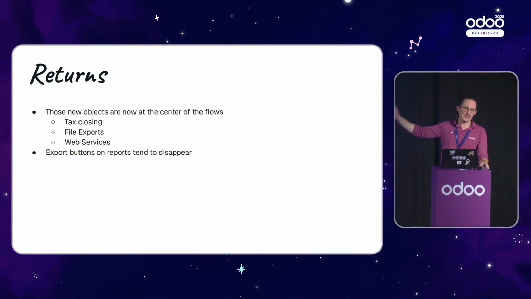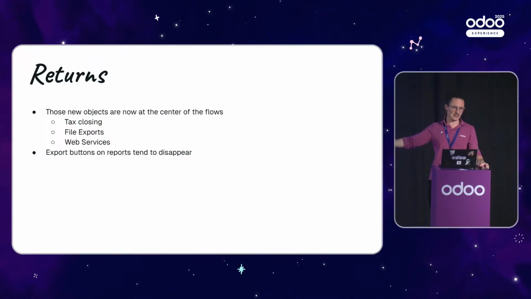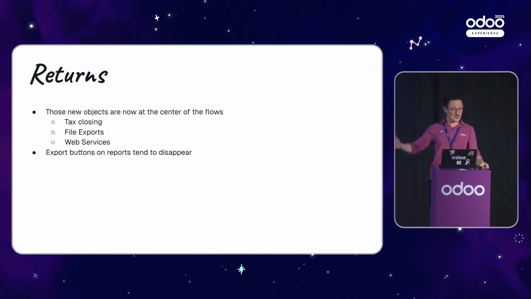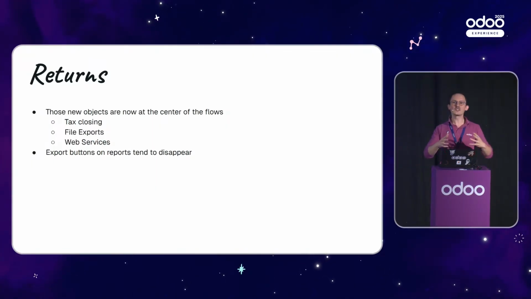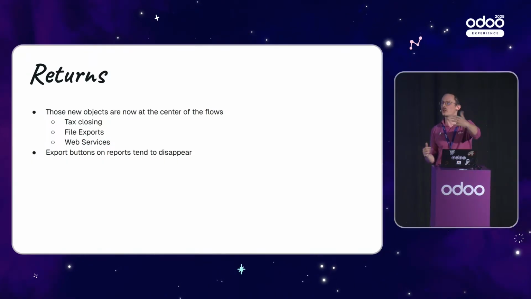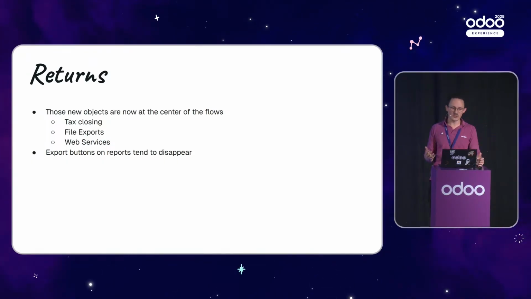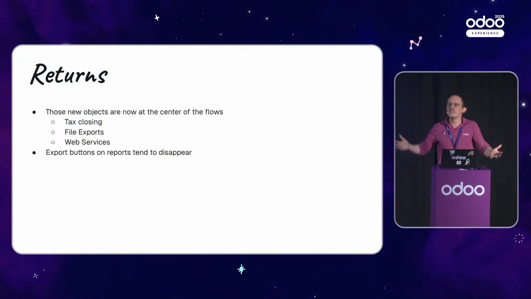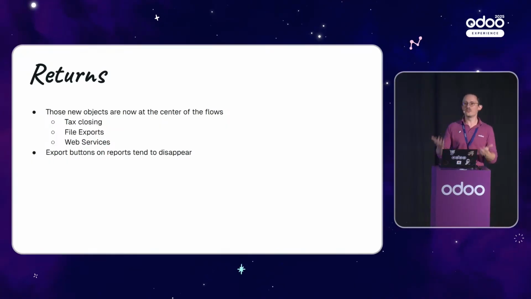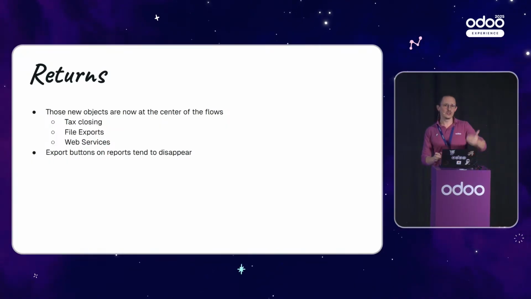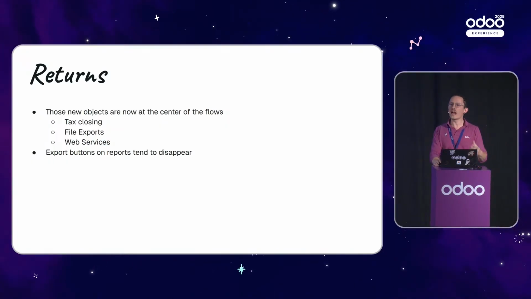So tax closings, file exports, all that is centered on the returns now. Web services as well. So if you have some API somewhere that you need to connect to submit your report or fetch data that you want to inject in your accounting, like we have that in India, for example, the returns are again the center of that flow. So that means in the future, we will use them more and more for this kind of integration.